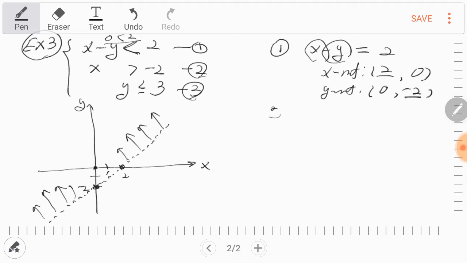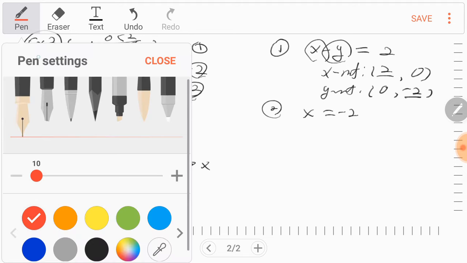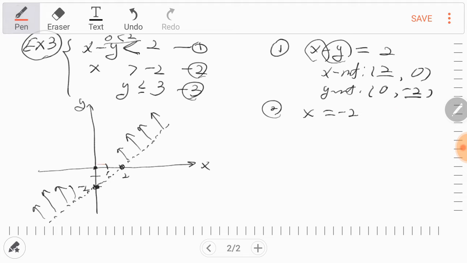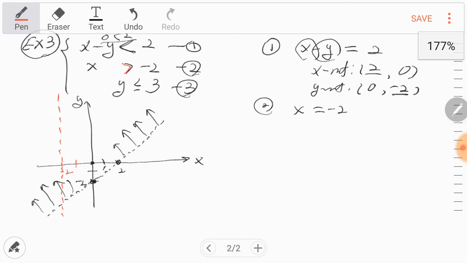Okay, for the second inequality, x is -2. This is a vertical line. So use a red color, vertical line. So x is -1, -2. There's no equal sign, so I will use a dotted line as well. Okay, and is it the right side of the line? X is greater than. So greater than means right of that number. So the solution for this second inequality is the right side of this red line.